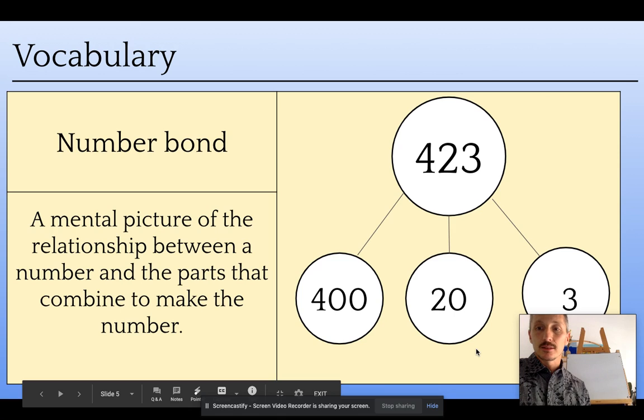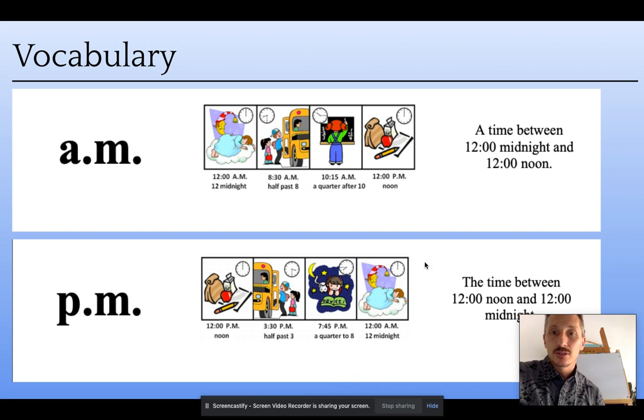That's your number bond. We're also going to talk more about using your clock and using the words AM and PM. AM is usually the morning, and it says a time between 12 midnight and 12 noon. So here there are some different pictures of things that you might be doing in the AM, right? You're still sleeping, hopefully, at 12 midnight, that's before it turns to AM. At 8:30 a.m., you might be getting on the bus. At 10:15 a.m., here we go, we're at school, learning. And at 12 noon, you're usually having lunch, okay?